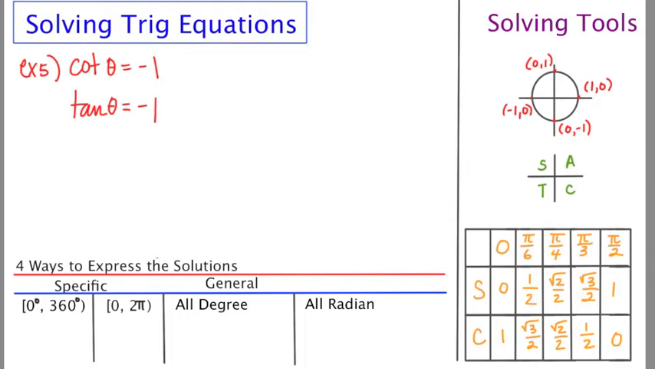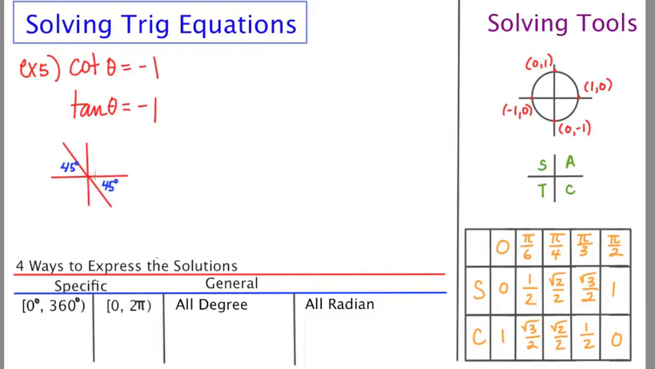Okay, well, tangent is negative in quadrants 2 and 4, so I'm going to draw a little mini axes here. And here's an arbitrary angle in quadrant 2. Here's an arbitrary angle in quadrant 4. And if I look at the chart over there and ask what reference angle has a tangent of 1, the answer is 45. So I'm going to put 45 right here in the reference angle position, and also right here in the other reference angle position.